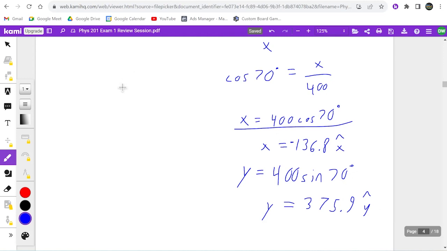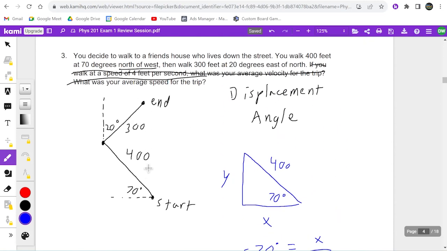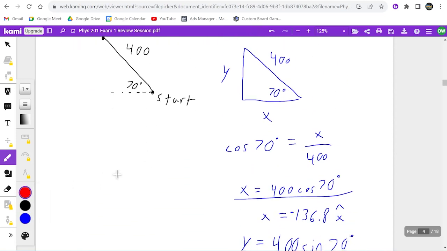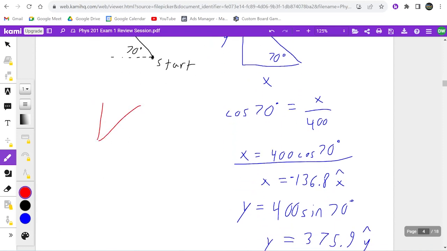Okay, next I need the other triangle. For the other triangle, I see that it points 300 and up and to the right. So I'm going to draw that like this. Here's 300, here's y, here's x, and here's my 20-degree angle. Who can tell me, if I want to find x, how will I do it?